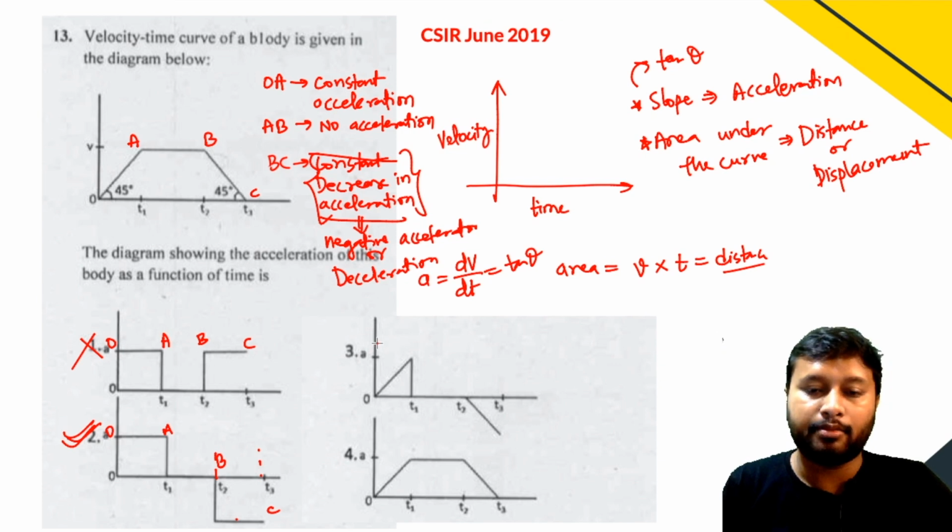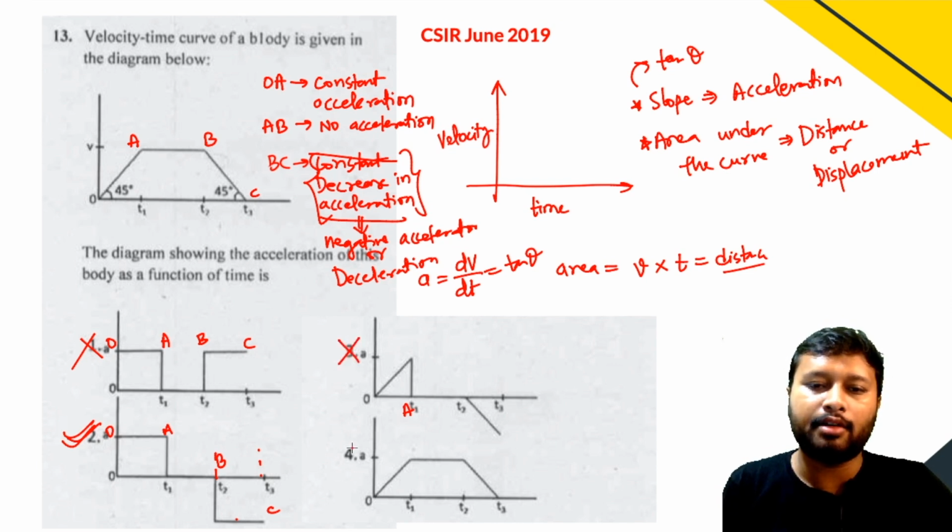Let's look upon option number C. Option number 3 says that between point O and A, there is an increase in acceleration. Does the acceleration increase over here? No, acceleration is constant over here. So acceleration does not increase in this region. That's why this option is incorrect.